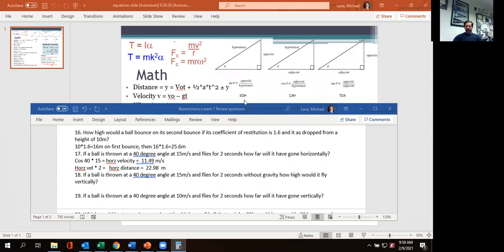For the vertical, we would use the sine, because remember, sine equals the opposite over the hypotenuse. And the hypotenuse here is that 15. And the opposite is the y, the vertical. Now, like we did there, we wanted the adjacent because we wanted the horizontal. That's why we did cosine.